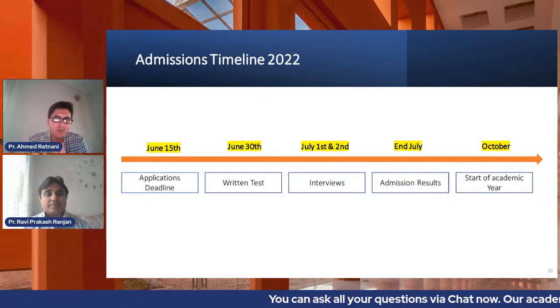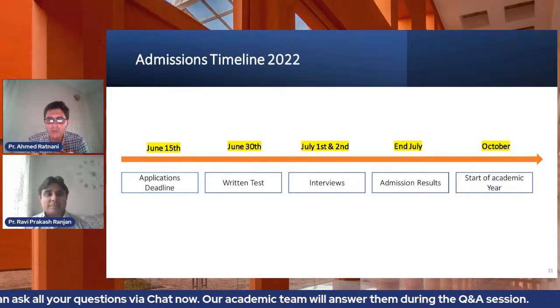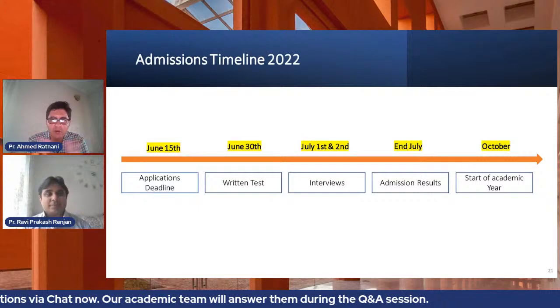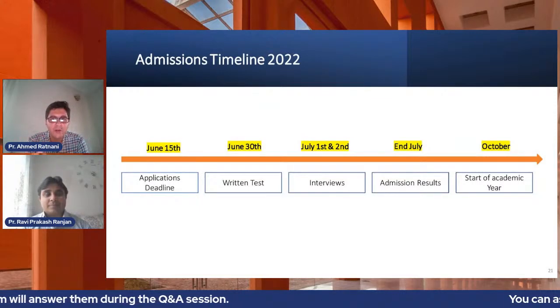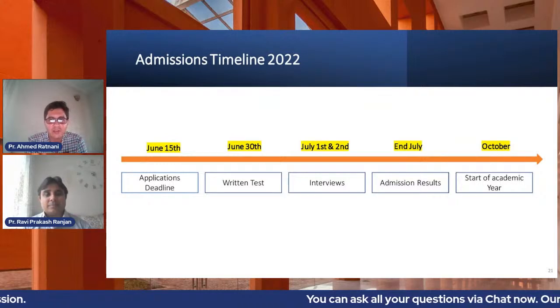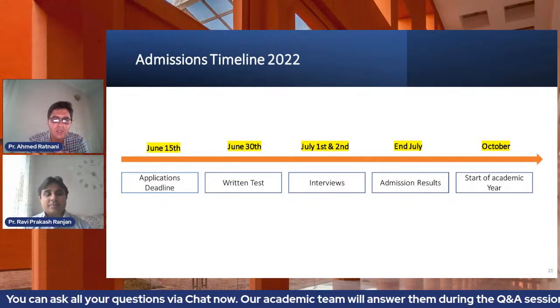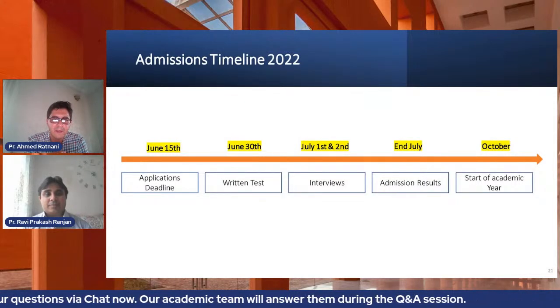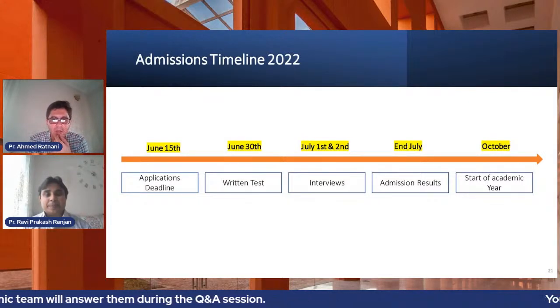The admission results will be starting from, let's say, the third week of July, if everything goes fine, and the start of the academic year will be in October. But as I said, before the official start of the academic year in October, we will start before, so that we homogenize the different profiles, or the population, this heterogeneous population that we will get.